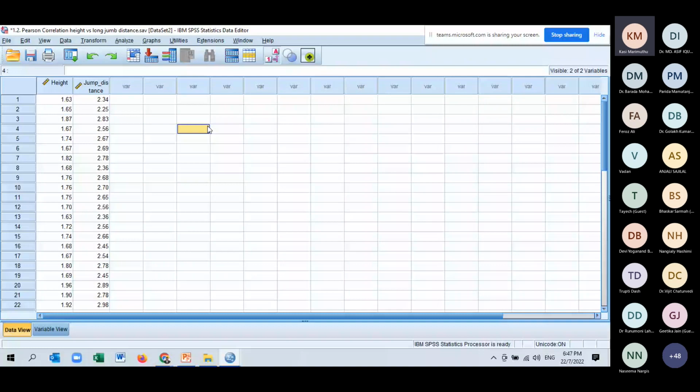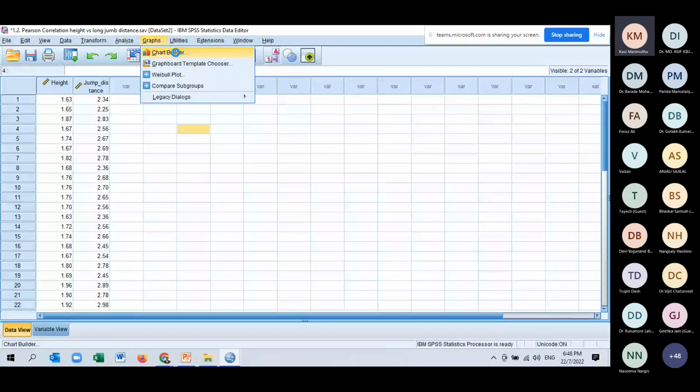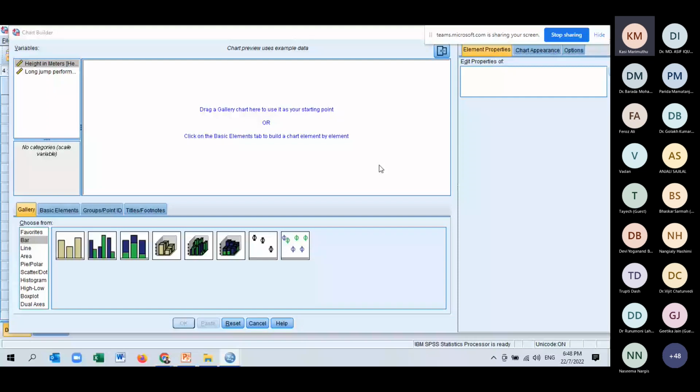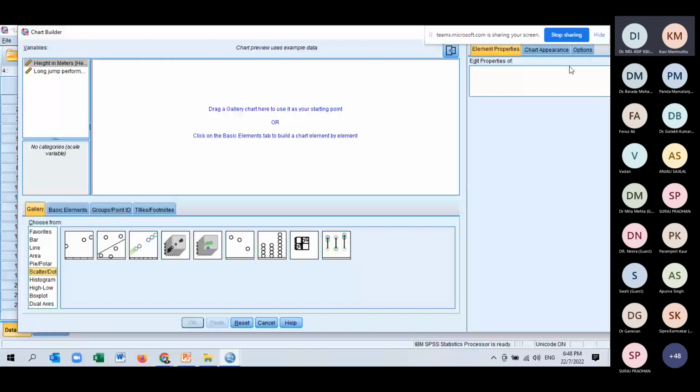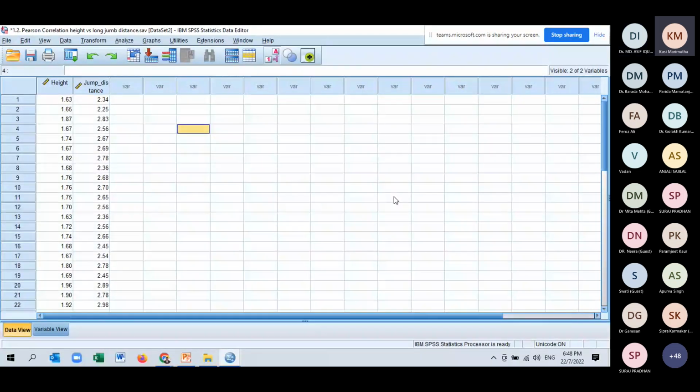Shall we go for it? I hope everybody has opened it. Before we move on, let us check whether the data show any kind of relationship by a scatter plot. Go to Graph, click on Chart Builder. In this window, can you please see there is a scatter or dot plot option. Once you are done, let me know.